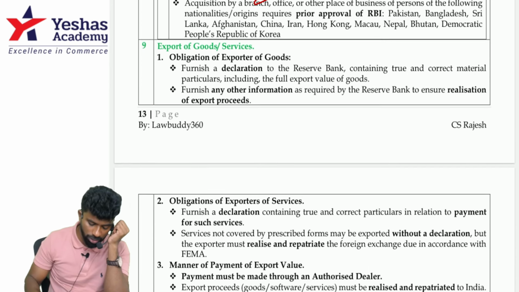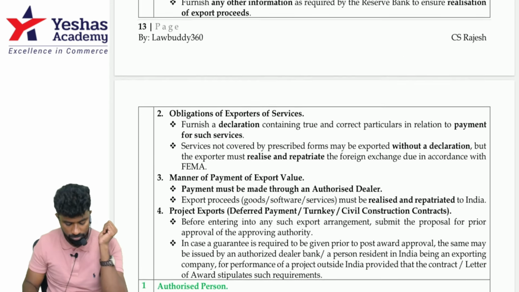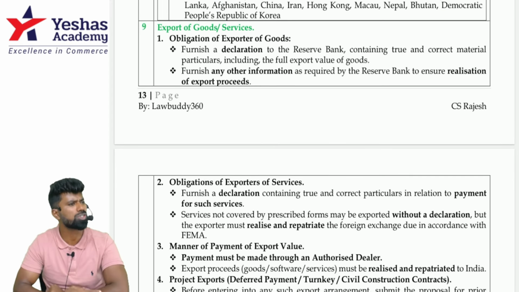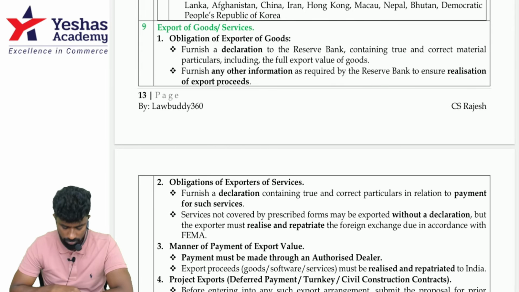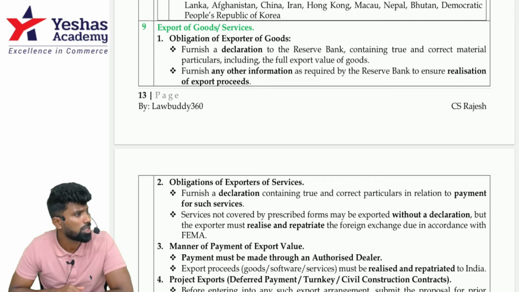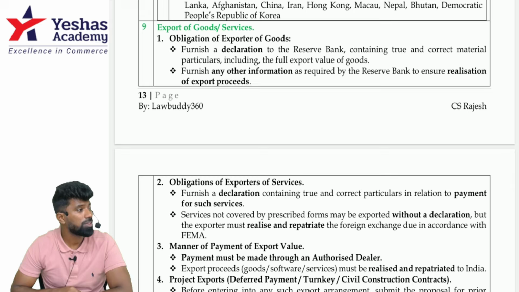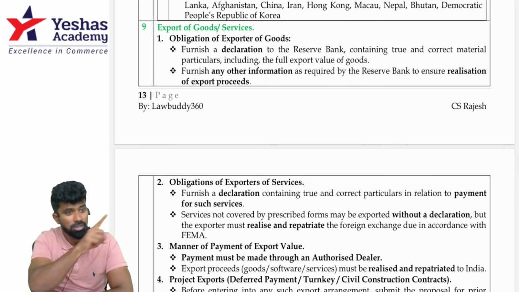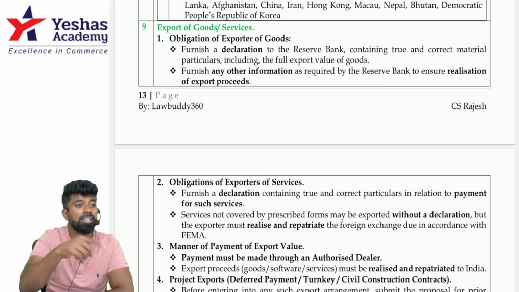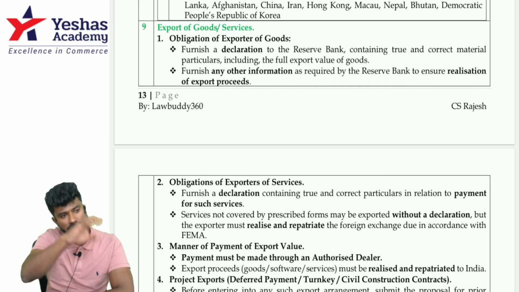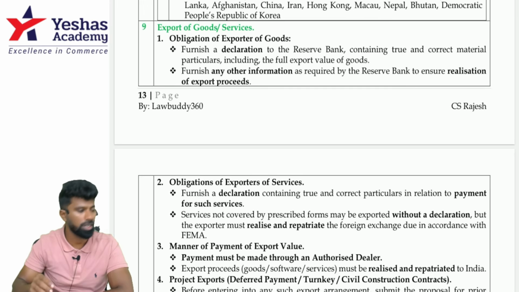Next one, export of goods or services. Can you export goods? Yes or no? When you export the goods or services, will you receive foreign exchange? Are you supposed to repatriate it within how many days? 7 days. Other than those normal cases, 90 days.